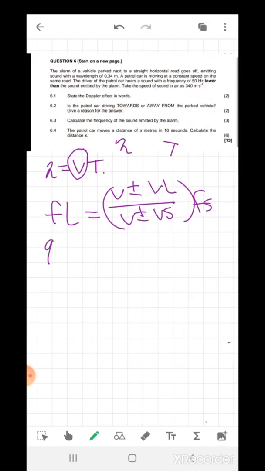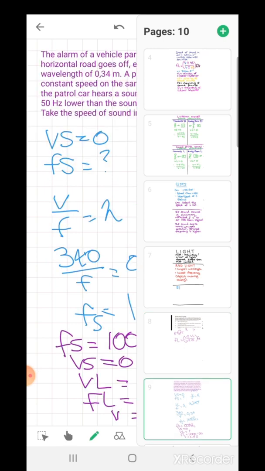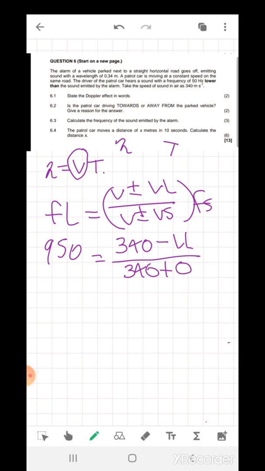So just going to write there 950 is equal to 340 minus velocity of listener, we don't know, over 340 plus the velocity of the sound source, which we worked out to be 0. Oh, by the way, one always has to be 0. I'm so silly. If the velocity of the listener is not 0, then the velocity of the sound source is 0. If the velocity of the sound source is 0, then the other one cannot be 0. One of them will always be 0. So I actually didn't need to check that.